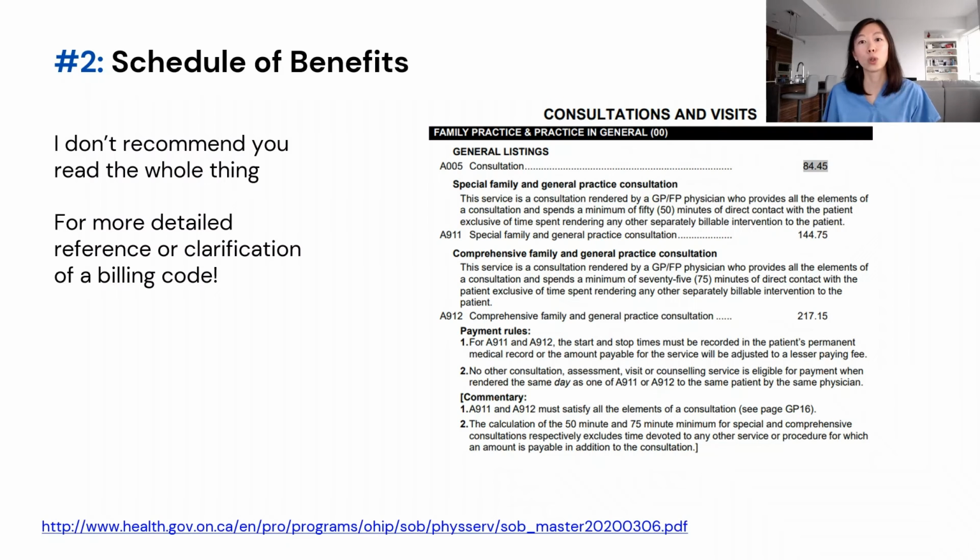The second resource is the Schedule of Benefits. This is kind of like the master guide. It's like a 400-page PDF document. I do not recommend you reading the whole thing. There's better things you can do with your time, but this is useful if you look at the SGFP document and you're not really sure when to bill something and you want more information, you can consult this resource next as well.